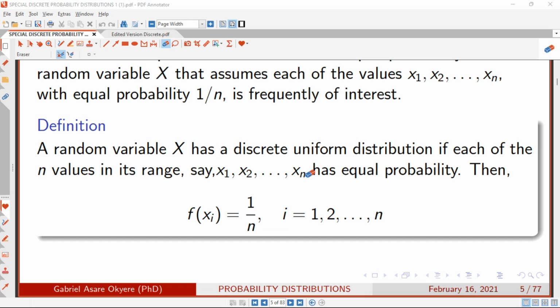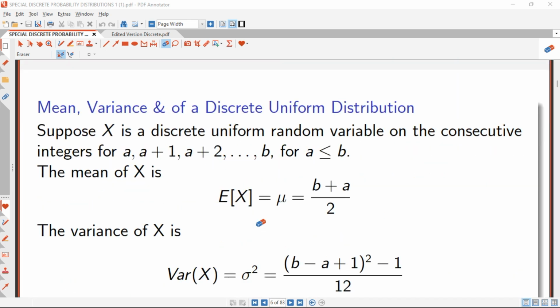So if we have 1/2 to be our probability, then the probability for x1 must be 1/2, the probability for x2 must be 1/2, and the probability of x sub n must be equal to 1/2. That is discrete uniform distribution. So basically the PMF for the discrete uniform distribution is equal to 1/n, right? Yes, that is that.